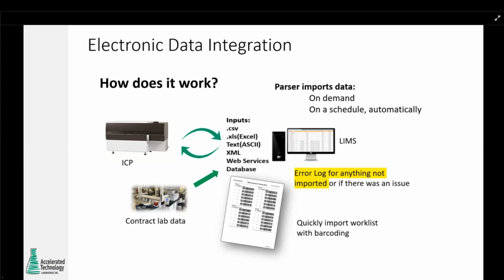You can also pull in other types of information, whether it's from a subcontracted lab, so that all the data is in the database, and then there's an error log for anything that didn't import properly so that the LIMS administrator can take a look and see what went wrong. You can also use work lists with barcodes to quickly import the work list information. So there's a lot of different ways that barcodes can be leveraged in the laboratory.